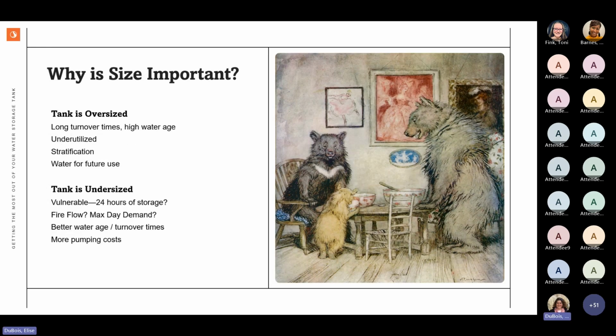So why is size so important? This is really a Goldilocks situation. If we oversize a new tank for future use and the future use doesn't occur, water quality problems can occur, hydraulic problems, and others. Too little, you may not be able to provide the flow required for your community to grow. We need the tank to be just right, not too big, not too small.